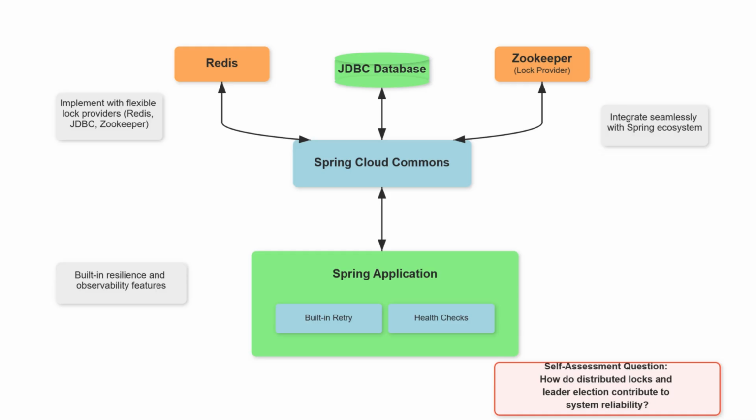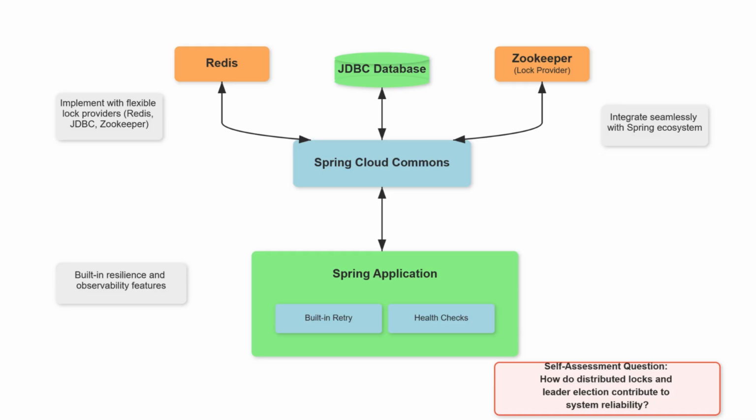Third, it boasts built-in resiliency and observability features. This includes automatic retry mechanisms, graceful failover, metrics, and health checks right out of the box, drastically reducing the effort needed to build robust systems. These features are game changers for ensuring your applications are not just functional, but truly production-ready.